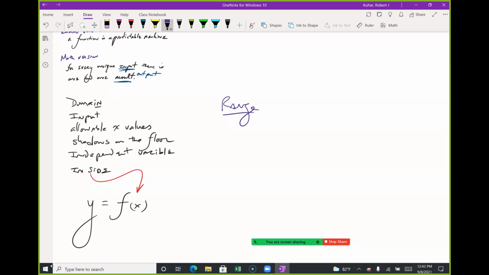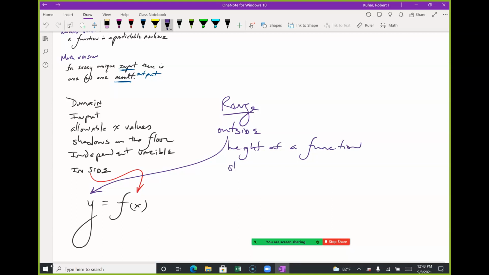When we're talking about range, it's no longer the inside, it's the outside. So the outside. That means the y is my range value, right? So I'm talking about the height of a function. Shadow on a wall. Dependent variable. Right, when we're doing a bio experiment, we're in charge of what the temperature is, what kind of liquid we're adding in. What we're not in control of is the result, right? We're not in control of the result. The result is dependent.